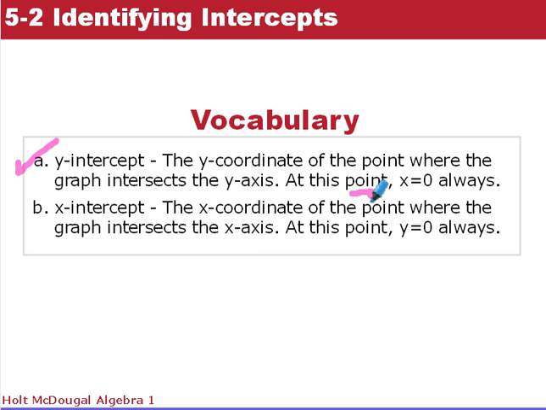It's important to remember at that point, our x is always 0. And our x-intercept is the x-coordinate of the point where the graph intersects the x-axis. At this point, our y is always 0. So the y-intercept, x is always 0. And the x-intercept, y is always 0.